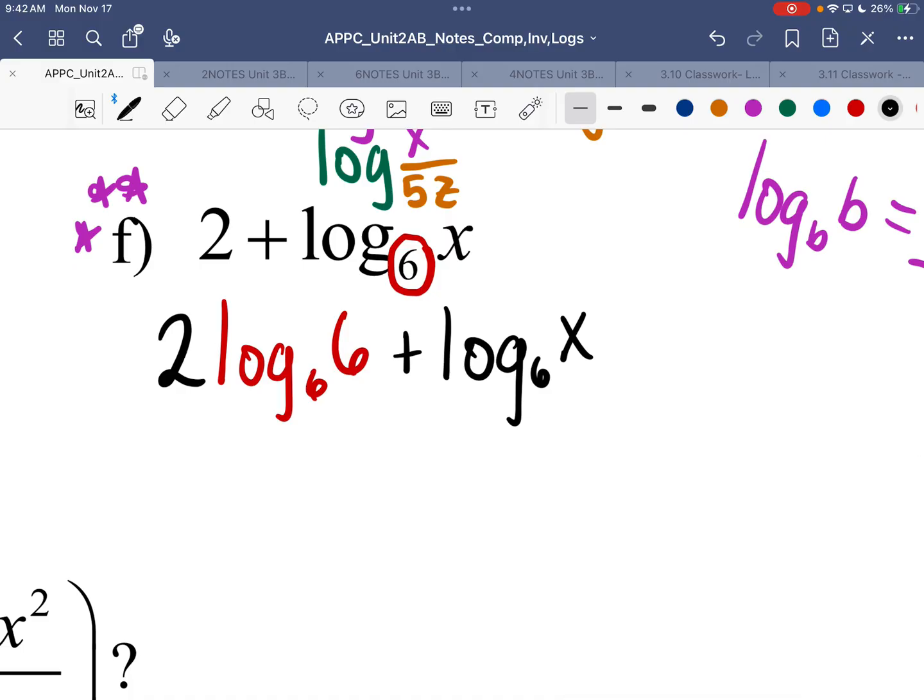Any questions on where the log base 6 of 6 came from? Again, this 2 here times 1. This is 1. Because we have to condense these to a single log, we need to be able to have a log with it. Okay, so now what am I going to do to condense these to a single log? What's the first thing that has to happen? Move the 2 up.